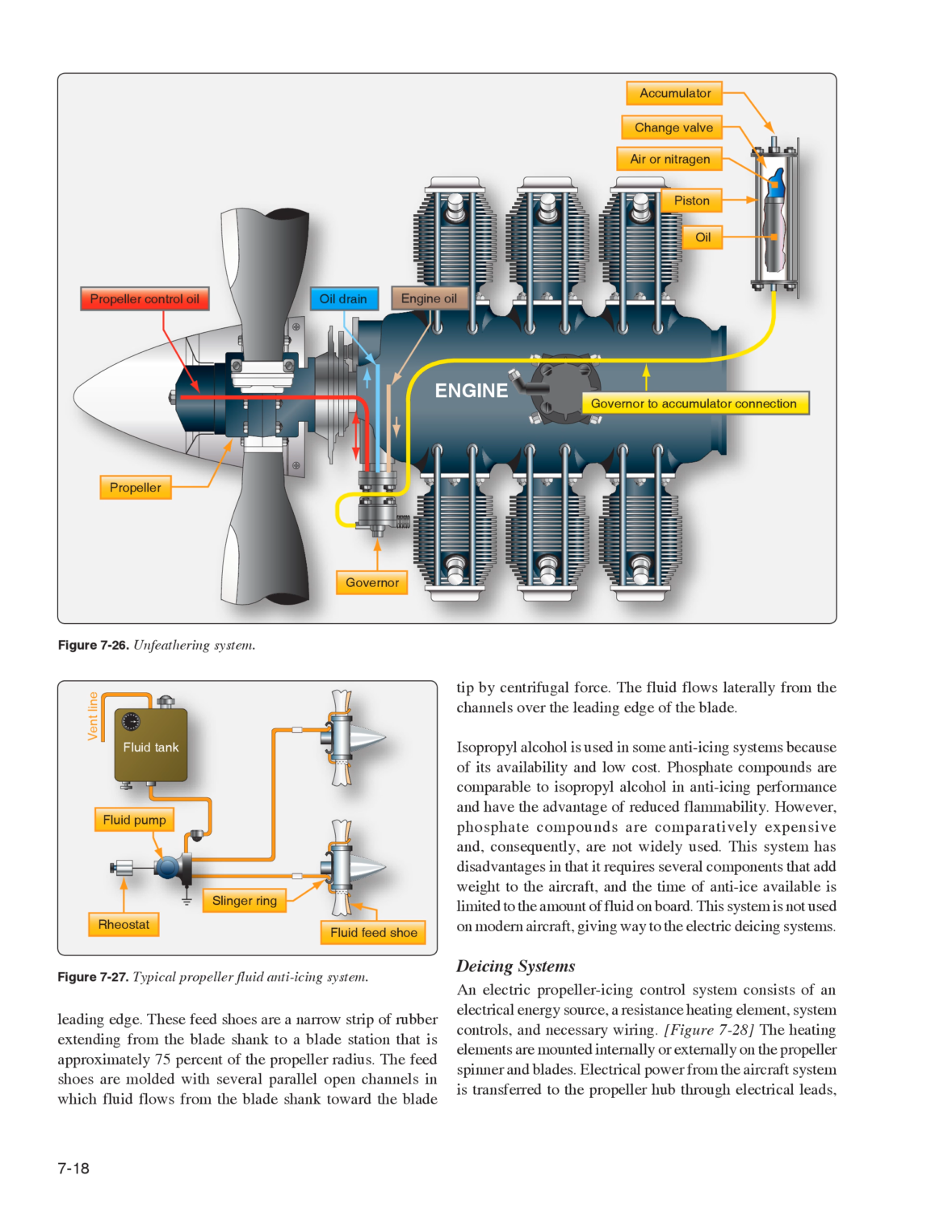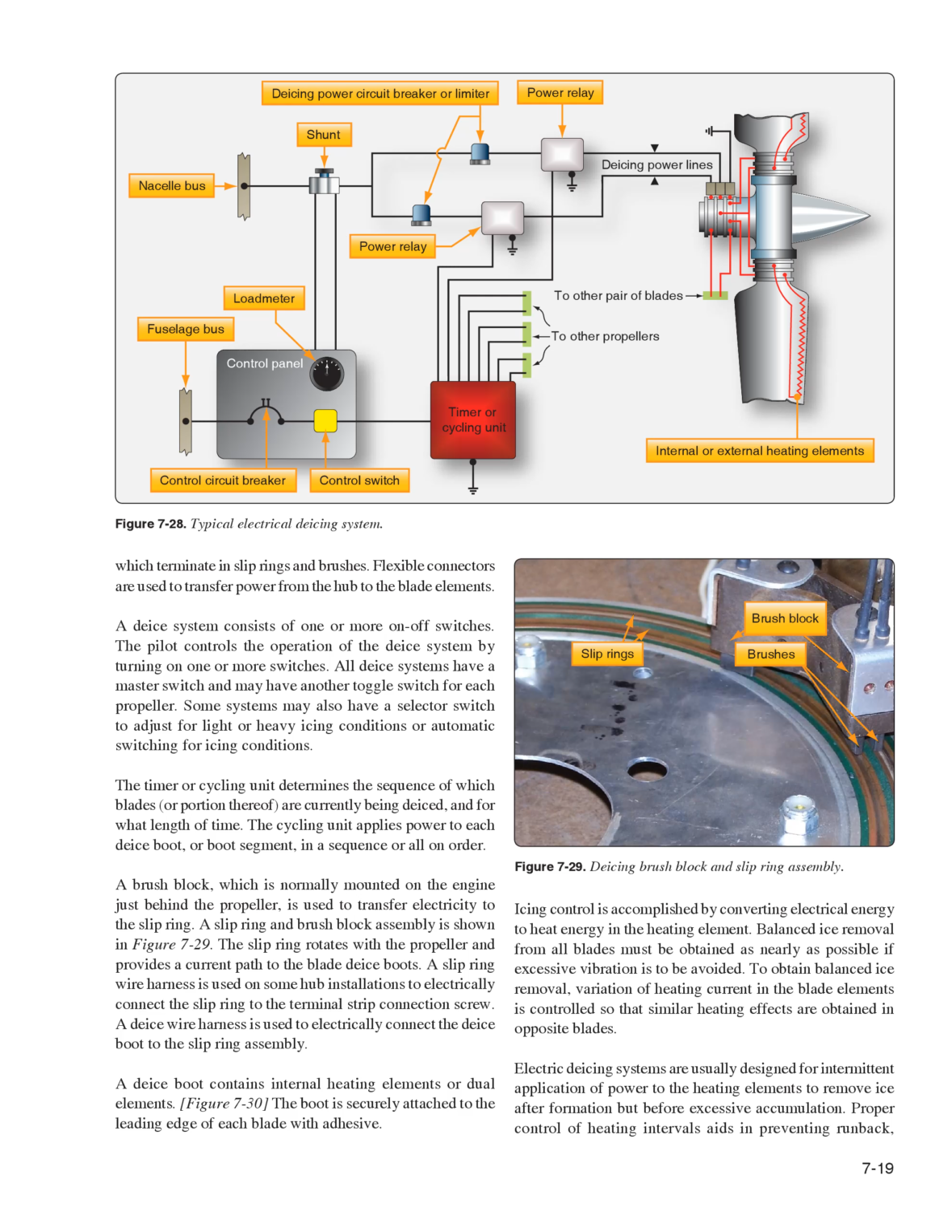Deicing systems. An electric propeller icing control system consists of an electrical energy source, a resistance heating element, system controls, and necessary wiring. Figure 728: the heating elements are mounted internally or externally on the propeller spinner and blades. Electrical power from the aircraft system is transferred to the propeller hub through electrical leads. Are used to transfer power from the hub to the blade elements.